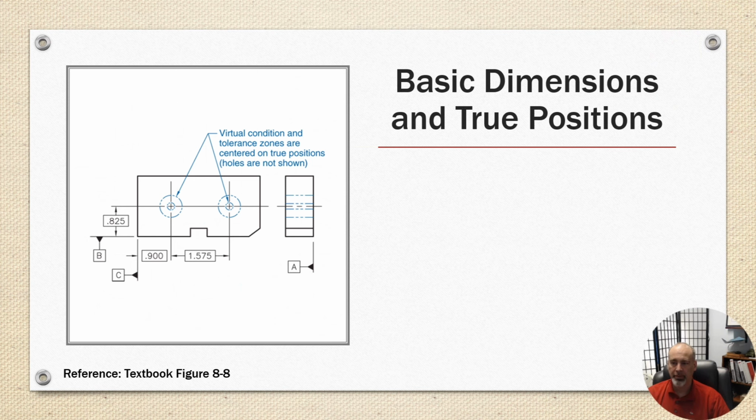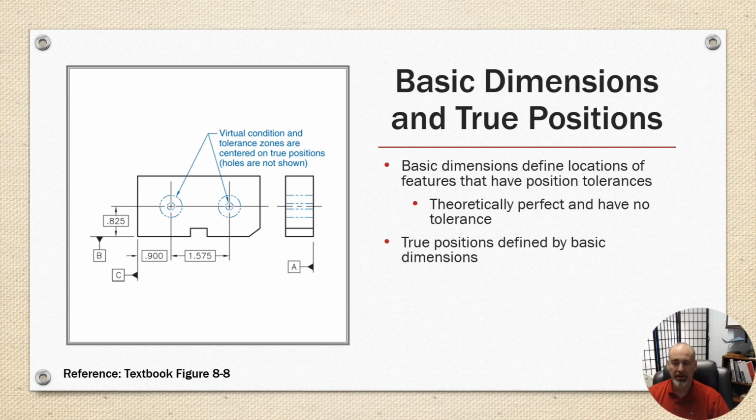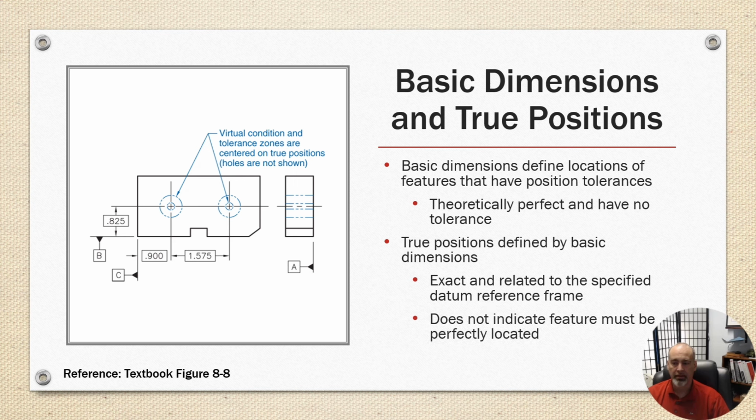Okay, basic dimensions and true position. The basic dimensions define the locations of features that have position tolerances. Theoretically perfect and have no tolerance, the basic dimension itself. The true position defined by the basic dimensions is exact and related to the specified datum reference frame, and does not indicate the feature must be perfectly located.